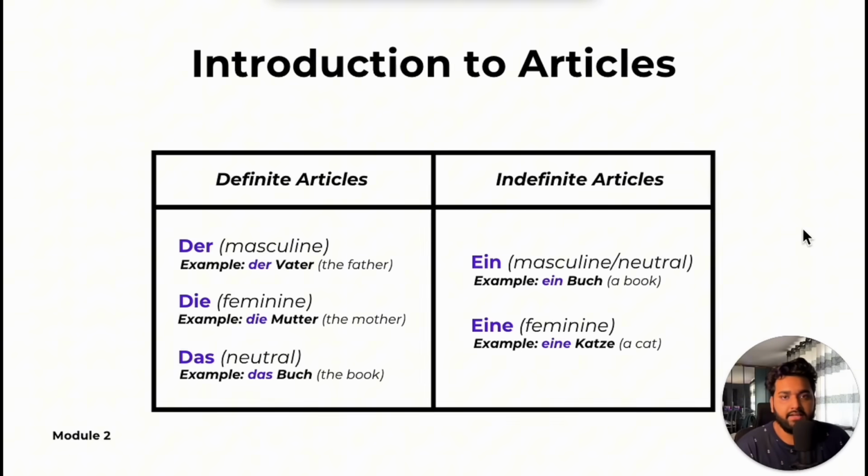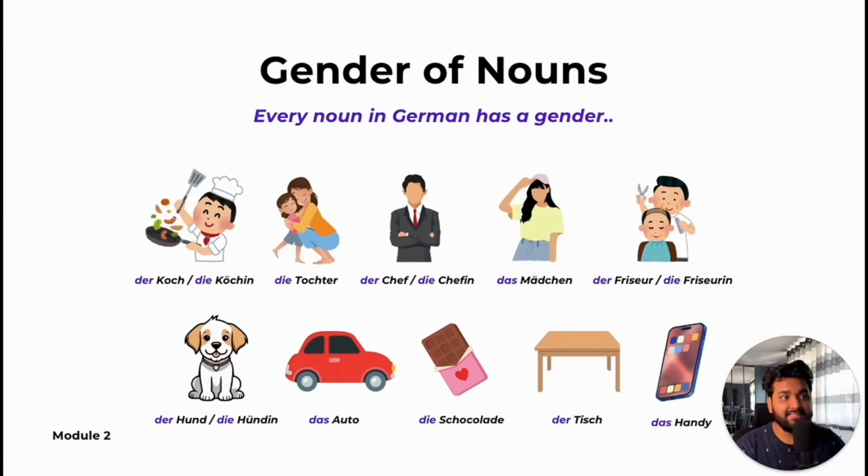So basically the difference between definite articles and indefinite articles is simple. Like if you are saying it in English, the book and a book. The book is definite and a book is indefinite. It's not defined. That's the simple difference between the two articles. So we have just covered the types of articles. Let's learn the gender of nouns.